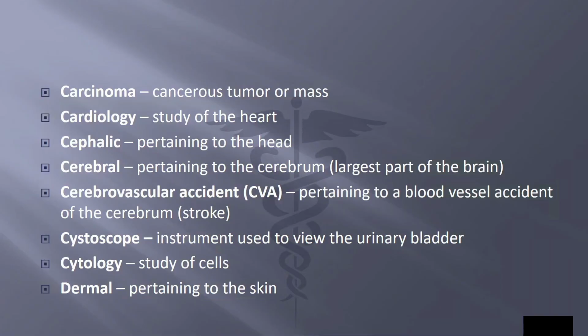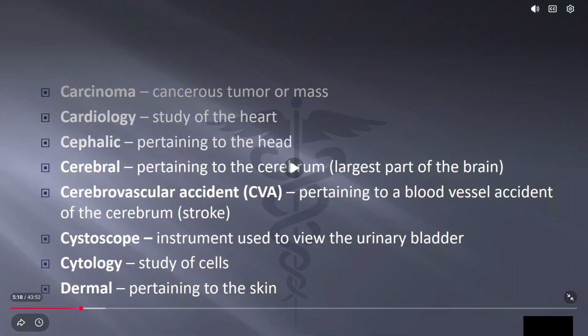All right, our next term we have cerebrovascular accident, also known as CVA. And it tells us vascular means pertaining to blood vessels. A cerebrovascular accident means pertaining to a blood vessel accident of the cerebrum. CVA is a stroke, in other words.